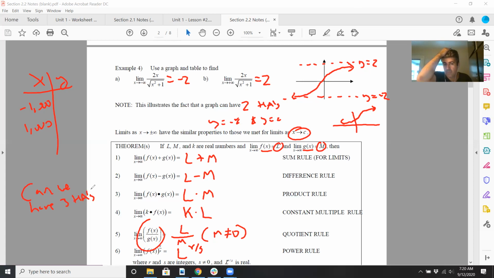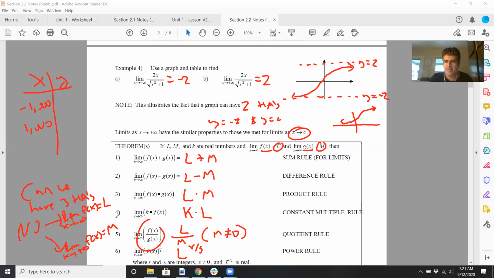Since we could have 2, why not 3? Well, the answer is no. Because remember, it's all about the limit as x approaches -infinity of f of x, and the limit as x approaches +infinity of f of x. Now, typically, these might both equal the same number, L and L. Sometimes they could equal different numbers, as we saw in example 4. But you can only get one limit from each side.